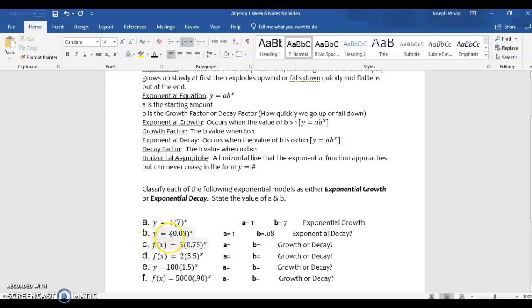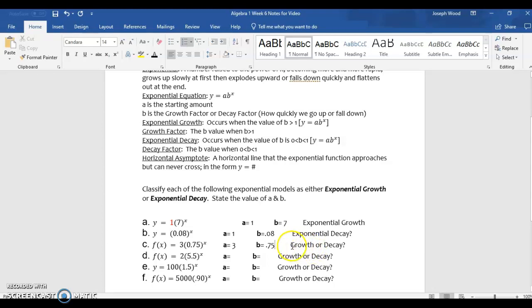Now let's look at C. On C, it says f of x equals 3 times 0.75 raised to the power of x. So my a value, the number outside of the parentheses, is 3. So a is equal to 3. B is equal to 0.75 because that's the number that is being raised to the power of x. So 0.75.